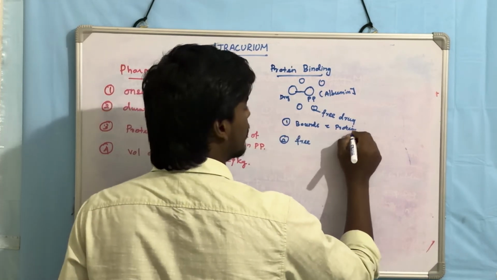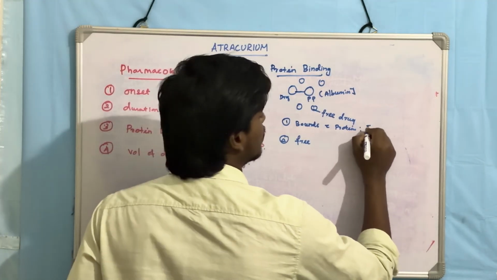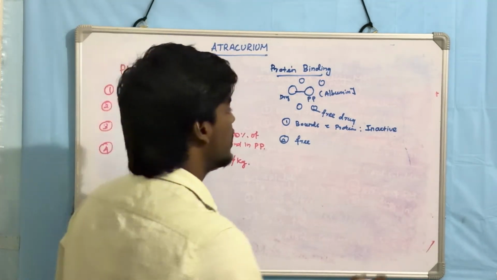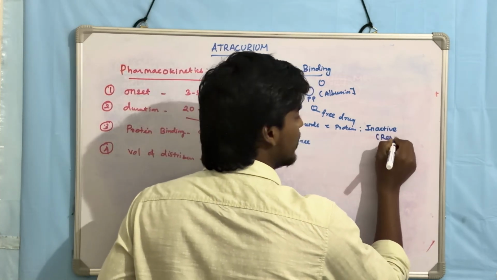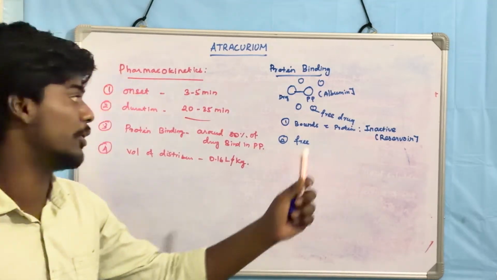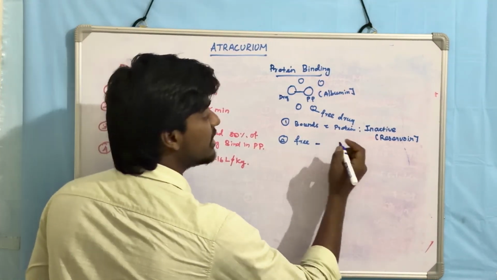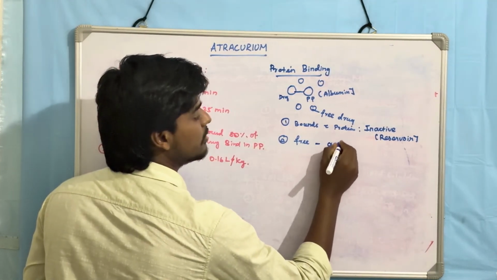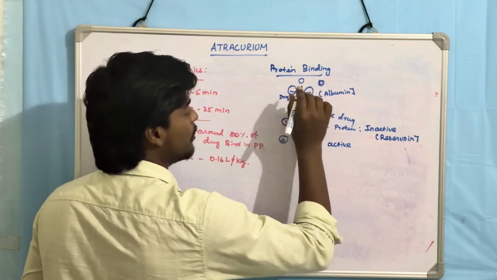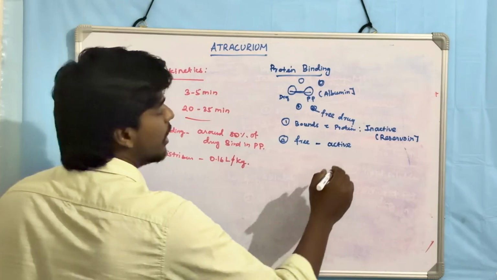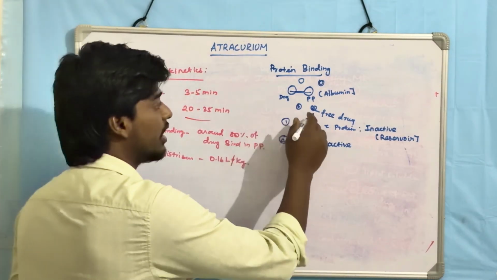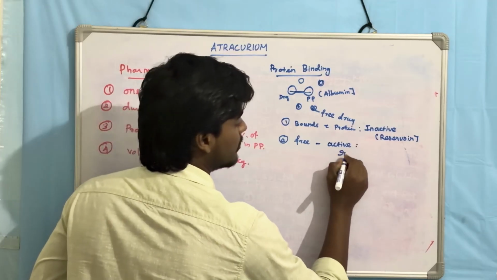The drug bound with protein is inactive. It does not make any action. It acts like a reservoir only. And the free drug is the active one. After giving the drug, the free drug binds with a receptor.